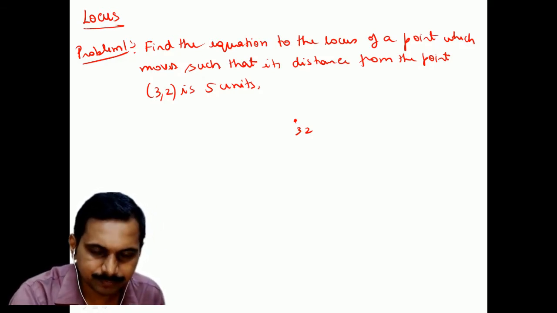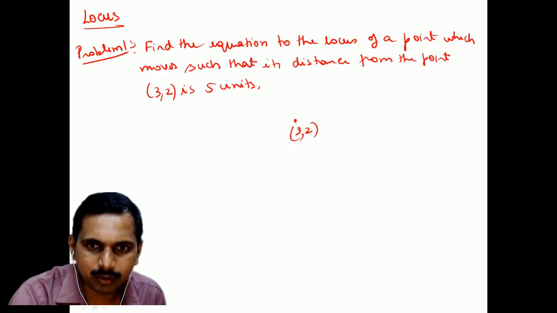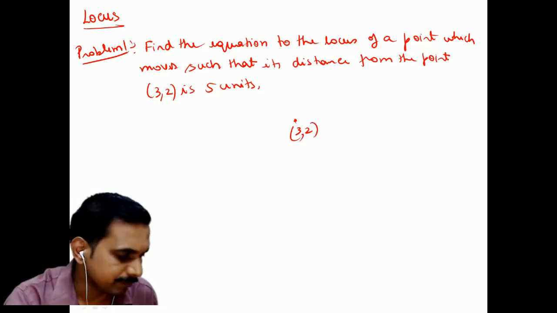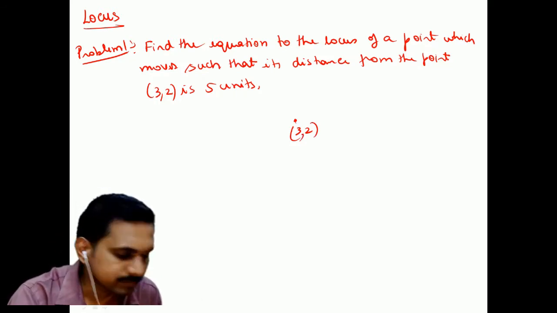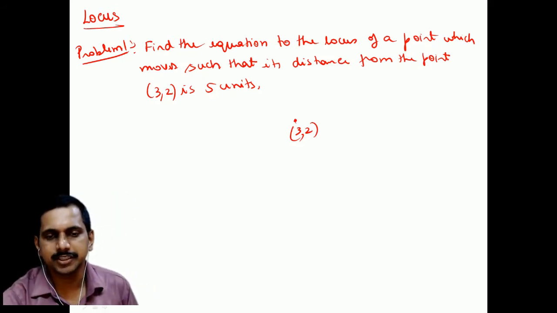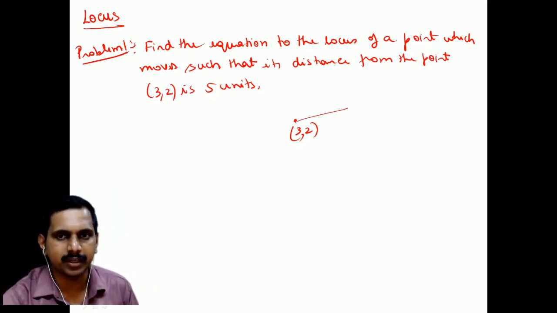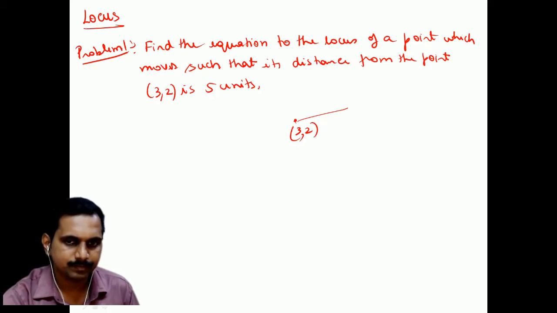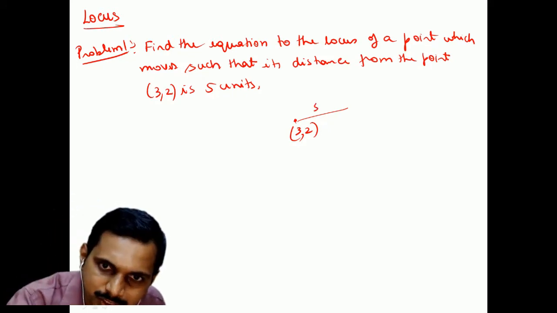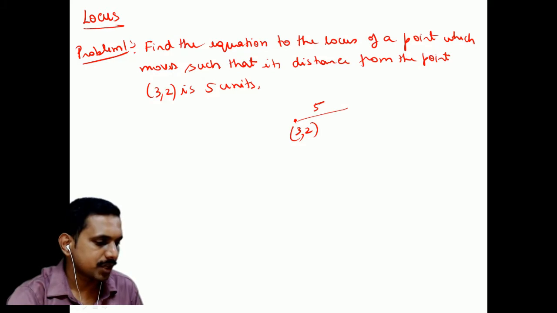Yes, students, it is (3, 2). Tell me, how will you do that? Its distance has to be the same. What is the locus of that point? The distance has to be 5 units only. How will you solve this?